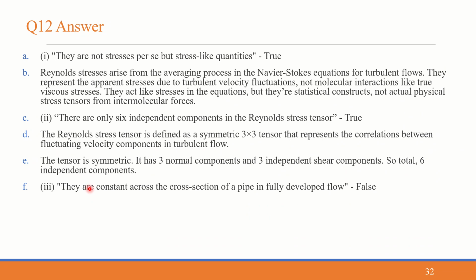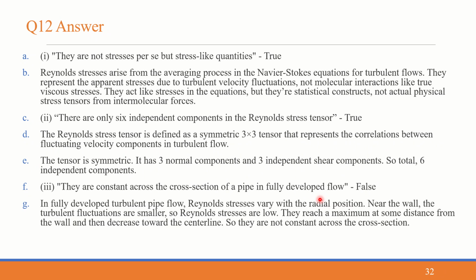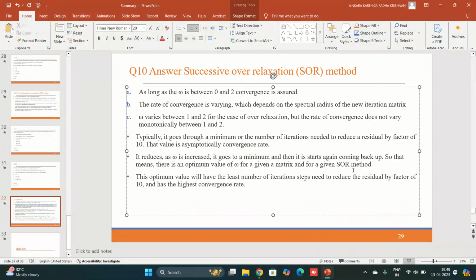Third one, they are constant across the cross section of a pipe in a fully developed flow. This is false. Reynolds stresses are not constant across the cross section of a pipe in a fully developed flow. In a fully developed turbulent pipe flow, Reynolds stresses vary with the radial position. Near the wall, the turbulent fluctuations are smaller, so Reynolds stresses are low. They reach a maximum at some distance from the wall and then decrease towards the center line, so they are not constant across the cross section. So this is false. So that is the case.